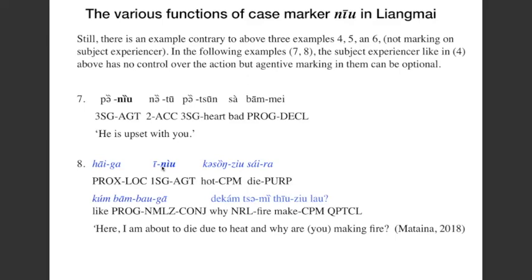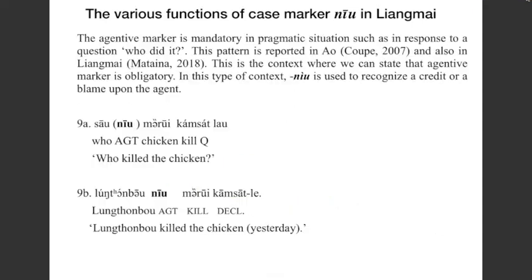Thank you, Wicham. Okay, to continue, the agentive marker is mandatory in pragmatic situations, such as in response to the question, who did it? This pattern is reported in Ao and also in Liangmai. This is the context where we can state that the agentive marker is obligatory. In this type of context, new is used to recognize a credit or a blame upon the agent.